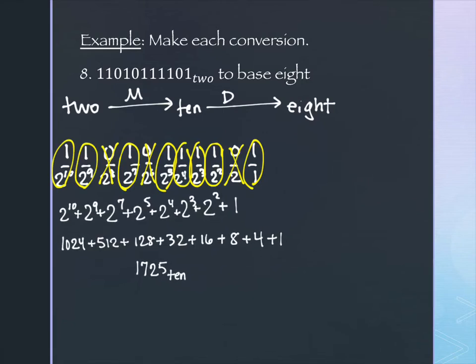Okay, but I'm heading for base 8, right? So I need powers of 8 that I consider. Well, I've got the ones place. I have 8. 8 squared is 64. 8 cubed is 512. And I think 512 means I'm probably big enough, or nearly, right?